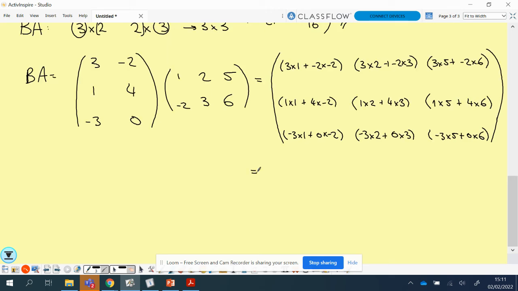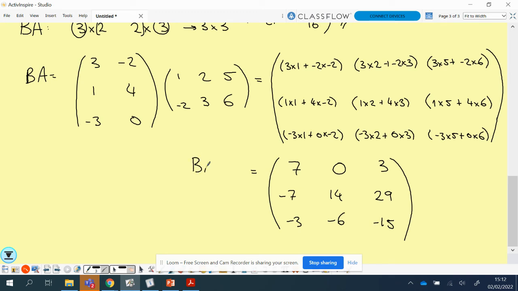So what does that work out as my matrix? Well, the first entry will then come down to being 7, then 0, and then 3, and then negative 7, 14, 29, negative 3, negative 6, and negative 15. Okay, so that's what the matrix BA becomes. Okay, so you can clearly see that AB did not give us the same as BA. Okay, you can get a different answer depending on the order the questions ask you.